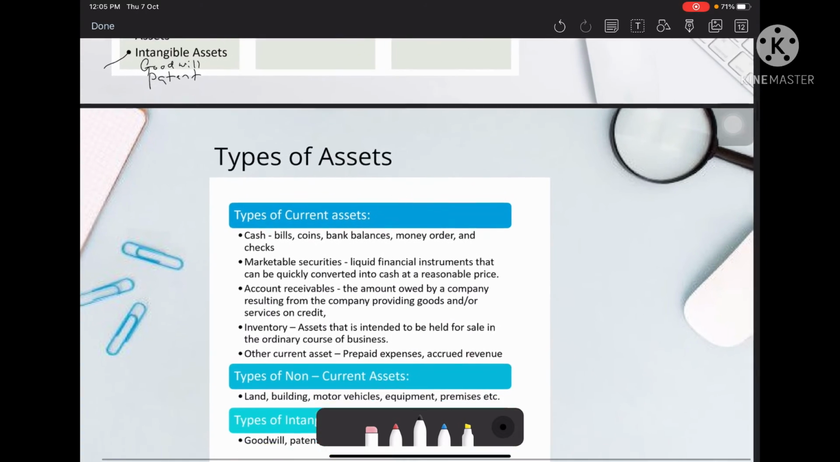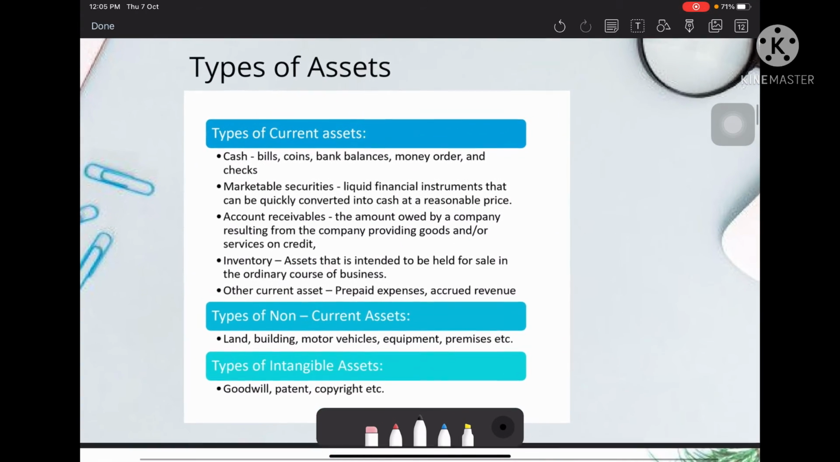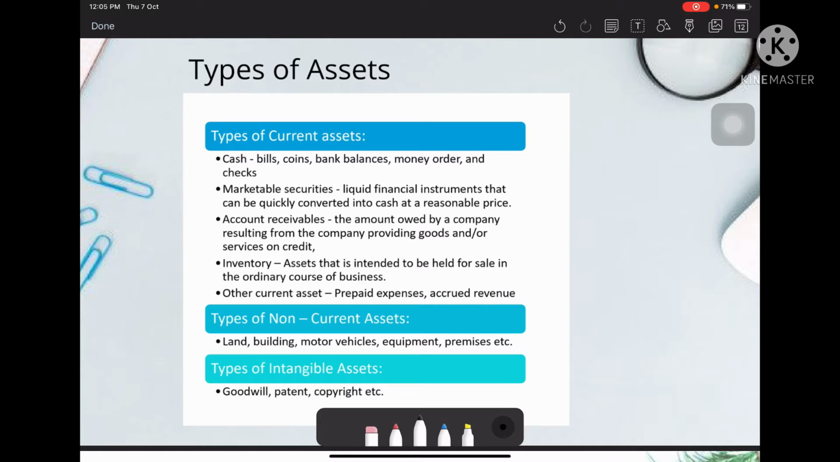Alright, so now let's have a look at the types of assets. The first one is the current assets. The current asset is due within a year, that's why we call it the current assets. This arrangement is according to their liquidity, which is how fast they can be turned into cash. So number 1 is cash.